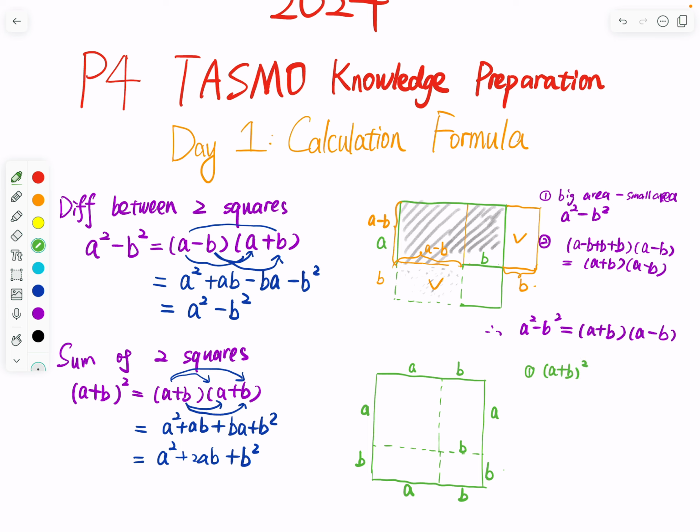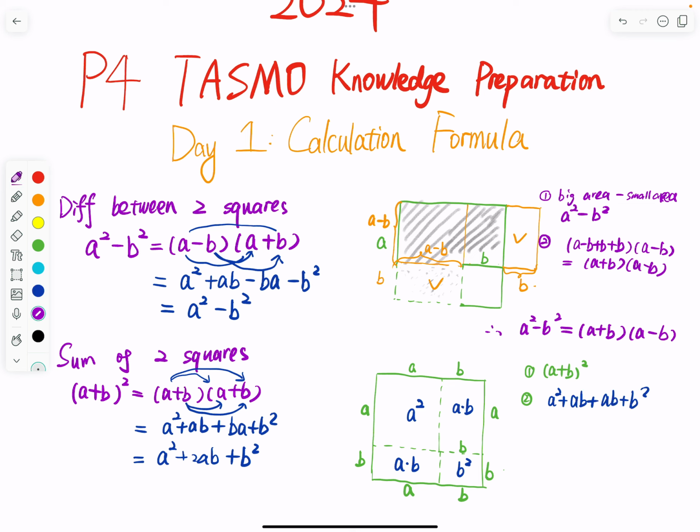The total square. And now how about the second one? I can also use the separate method, right? So I can separate into each part. This part, let me use this blue pen, will become a squared, and the right part, b squared. And the top right one will be a times b. The top left one will become a times b. So I add them together: it will be a squared plus ab plus ab plus b squared.